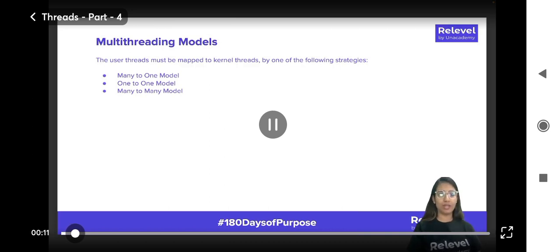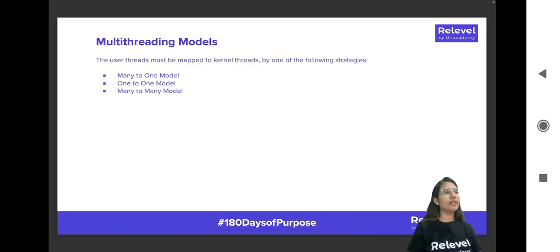So in this video, we are going to move ahead and talk a little bit about multi-threading models. Some operating systems provide a combination of user level and kernel level thread facility, and Solaris is actually a very good example of this combined approach. In this combined system, multiple threads within the same application can run in parallel on multiple processors, and a blocking system call need not block the entire process.